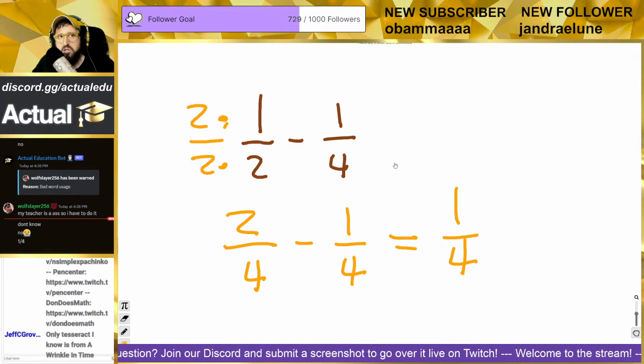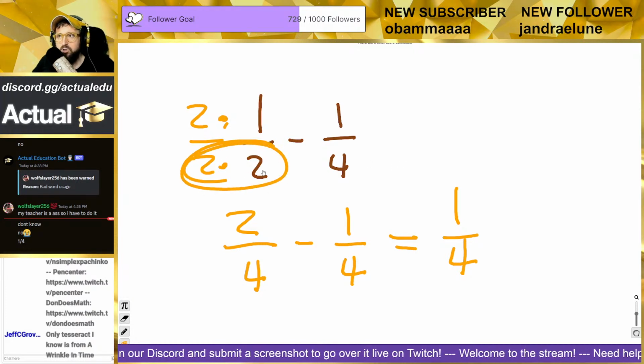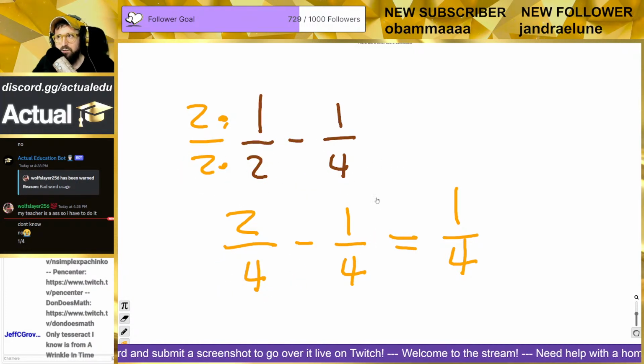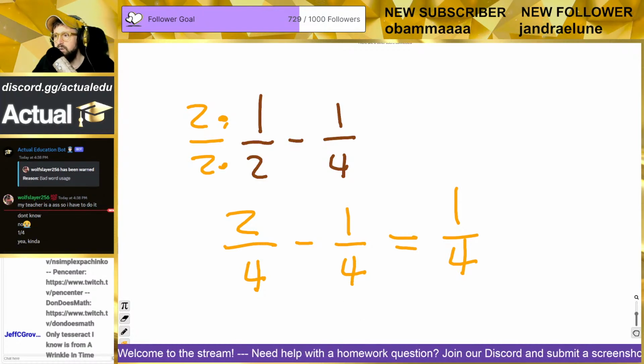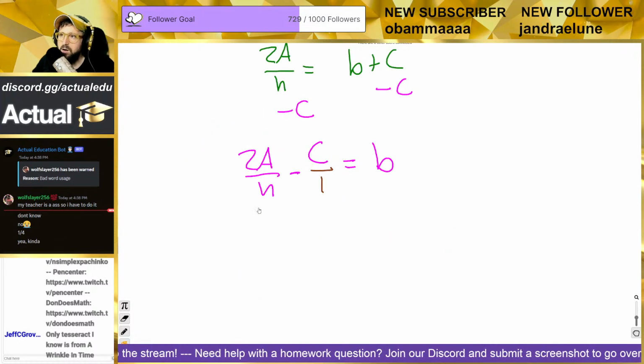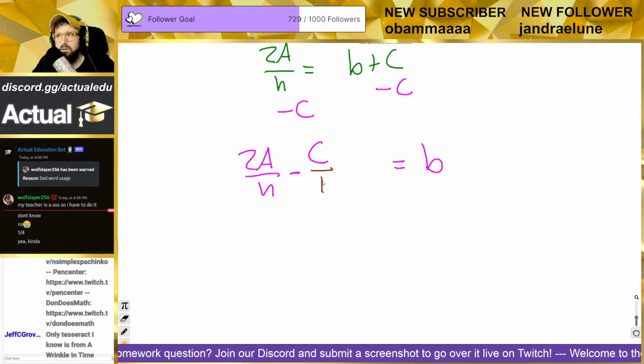Do you see the strategy here, right? Do you see how I had to turn this thing into the same thing as this? And I did it by multiplying the top and bottom by something to get that? Yeah, kinda. Okay. Well, it's kind of the same thing here, right? This has an H. This has a 1. So I want this to have an H on it.